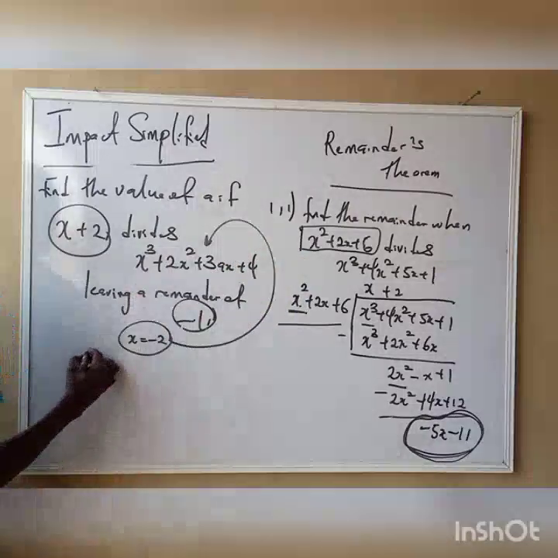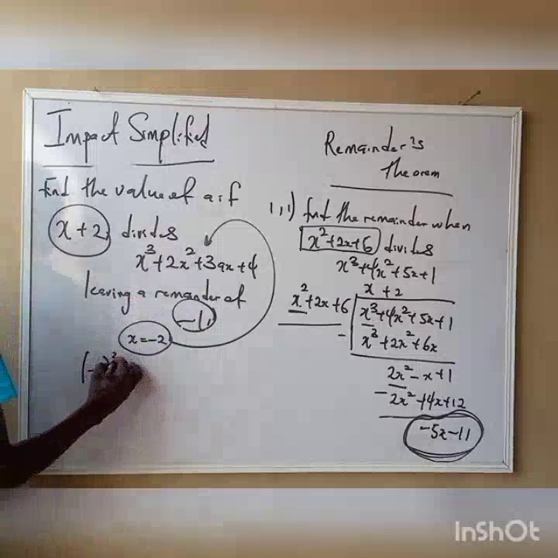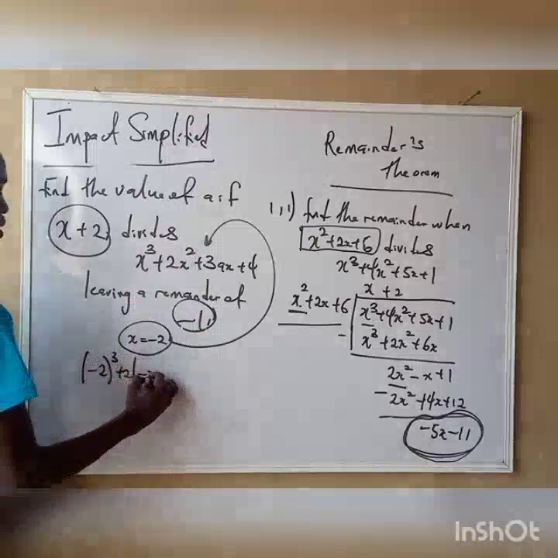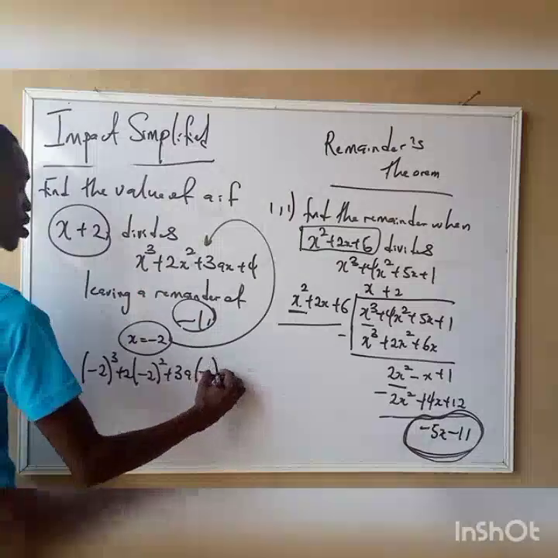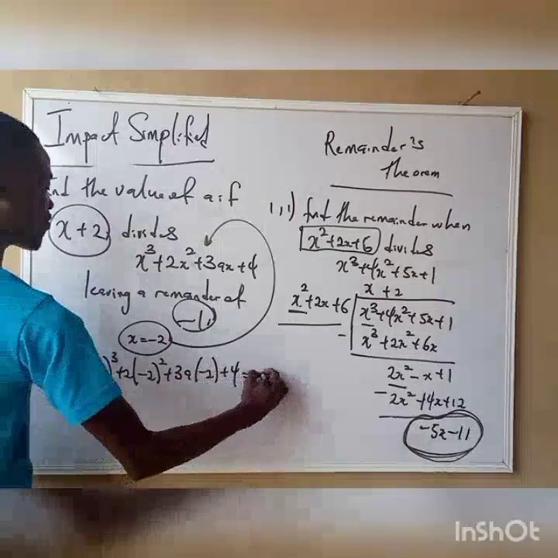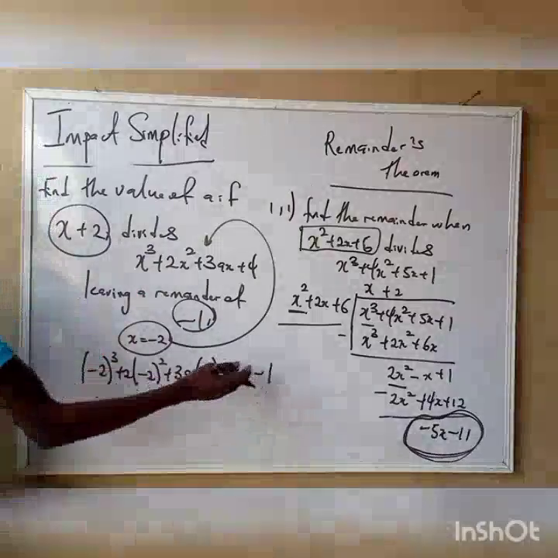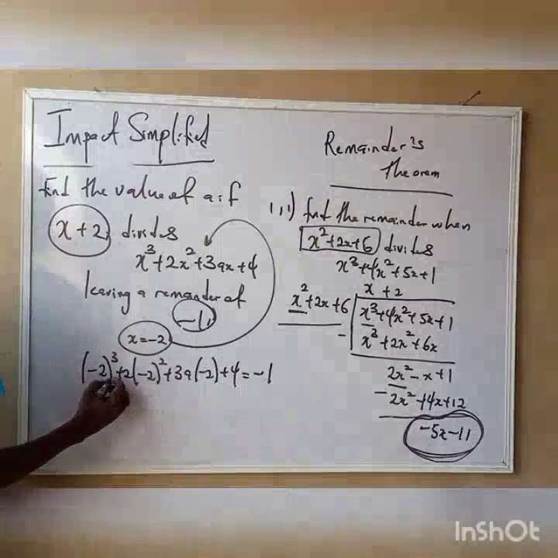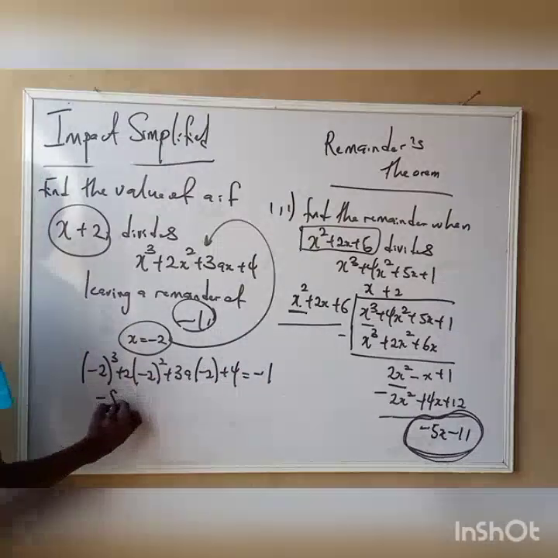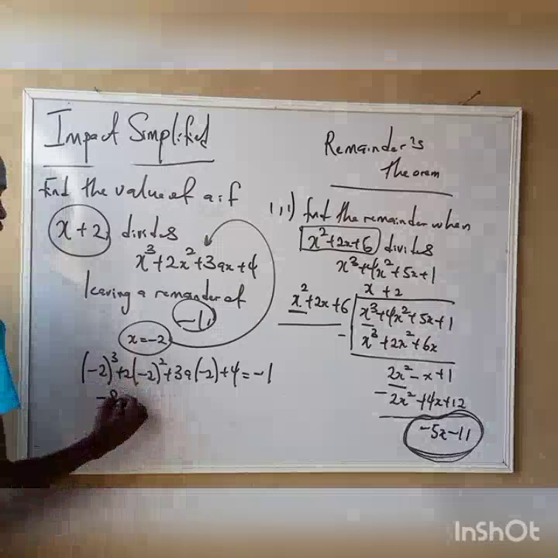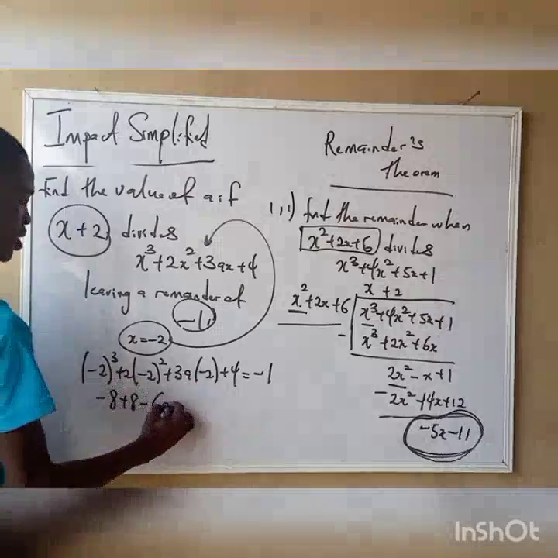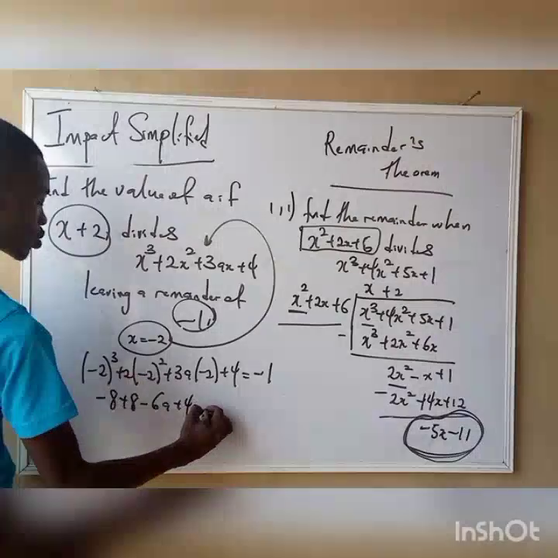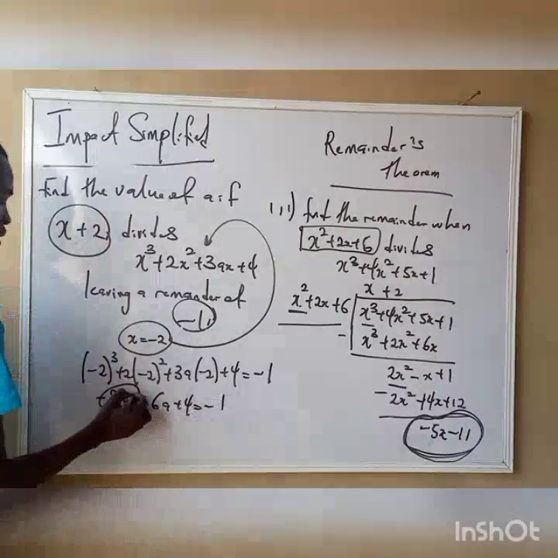So let's solve. We have minus 2 cubed plus 2 into minus 2 squared plus 3a into minus 2 plus 4. And everything will be equal to the remainder, which is minus 1. Now what is minus 2 cubed? That will give us minus 8. This is 4 times 2, that will give us 8. This time this will give us minus 6a plus 4 is equal to minus 1. And this will give us 0.